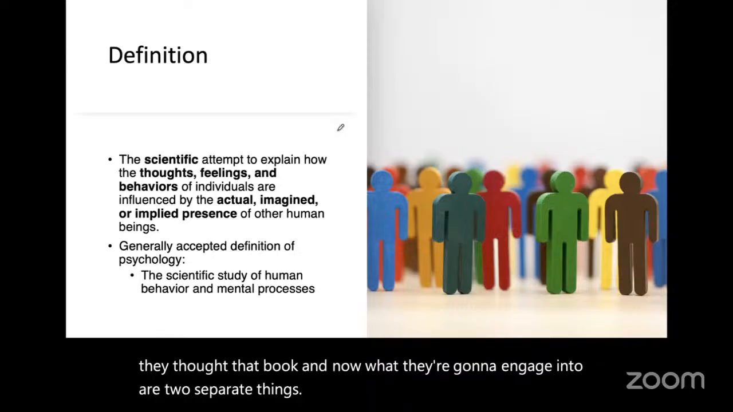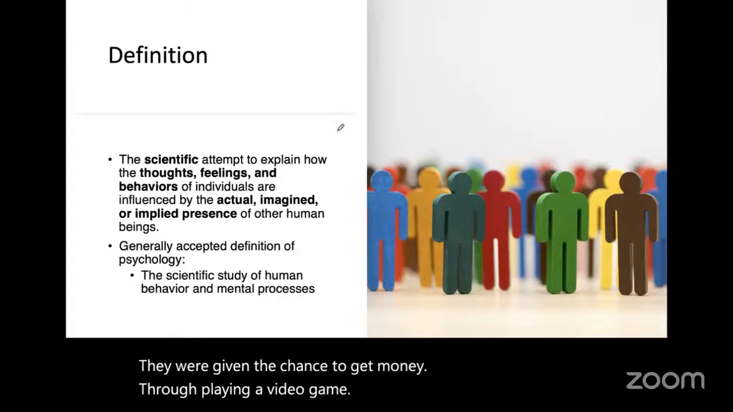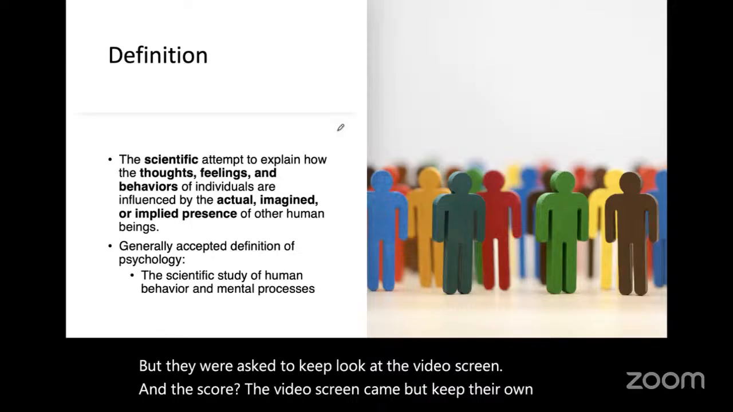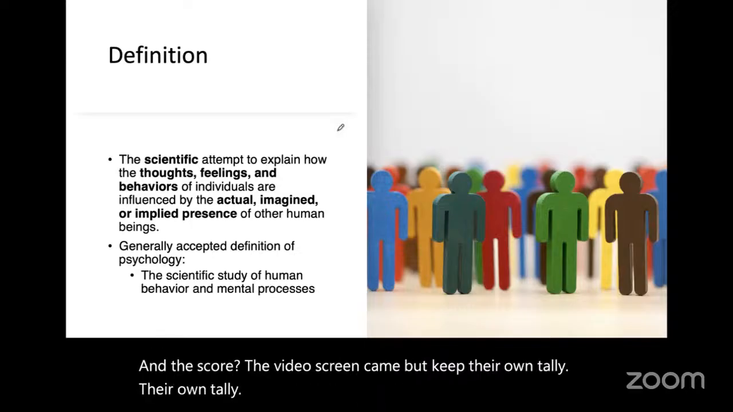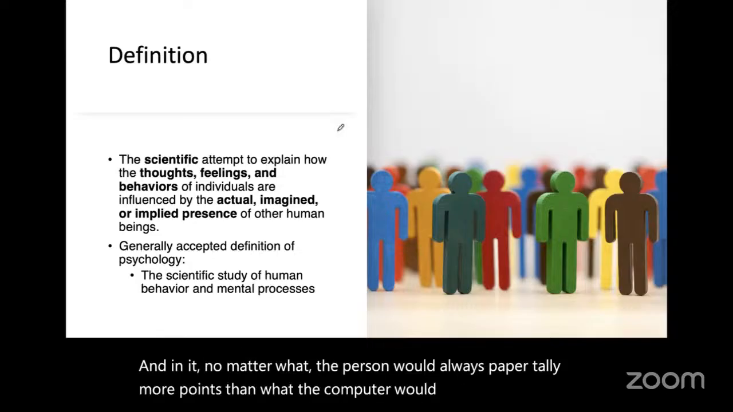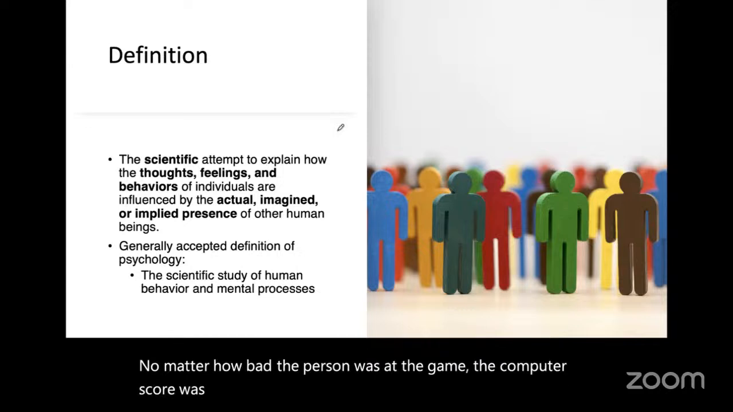In the next research, they were given the chance to get money through playing a video game, but they were asked to look at the video screen and the score the video screen showed, but keep their own tally. And in it, no matter what, the person would always tally more points on paper than what the computer would show. No matter how bad the person was at the game, the computer score was always going to be less than the paper score.